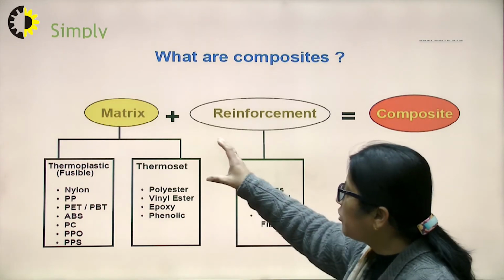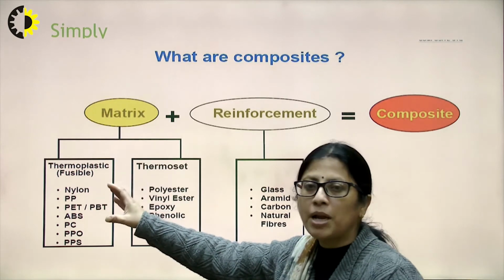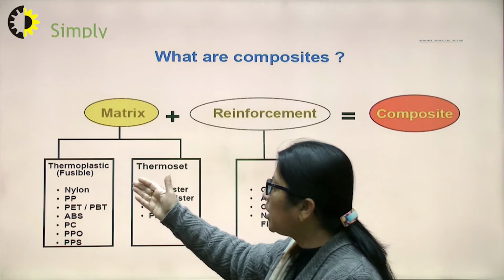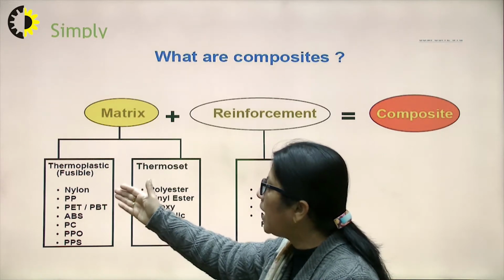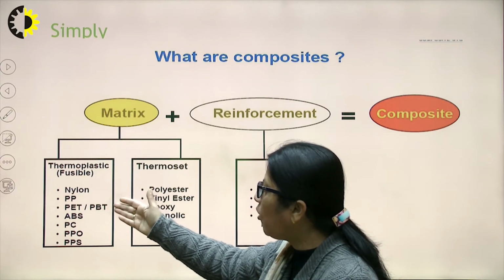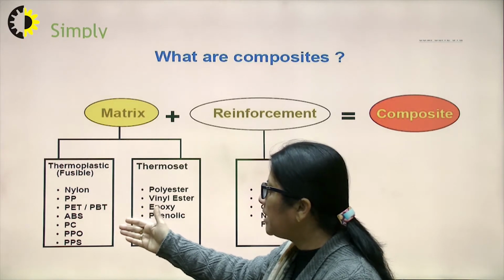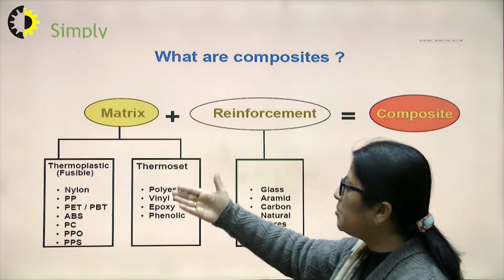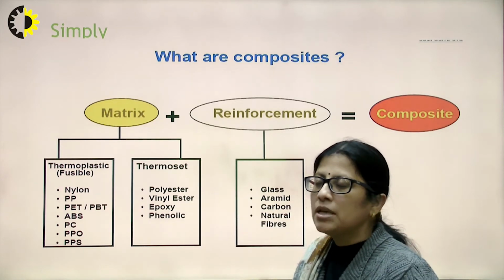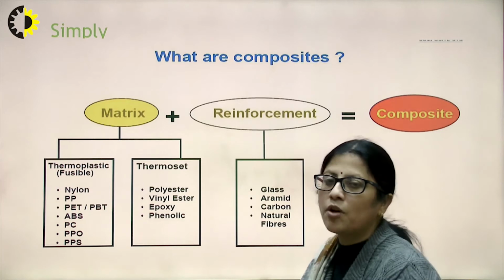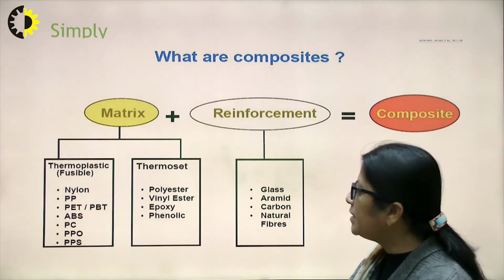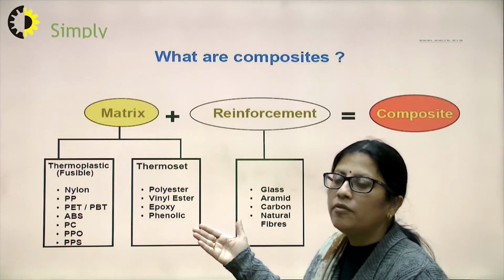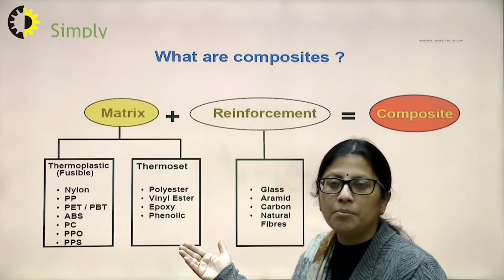Now, the matrix can be thermoplastic or thermosetting. The thermoplastics that we are going to use are nylon, polypropylene, PET, ABS, PC, PP or PPS. There are different types of thermoplastics that we can use. Similarly, we can use different types of thermosetting polymers. For example, polyester, polyvinyl ester, epoxy resin or phenolic groups we can use as the matrix.